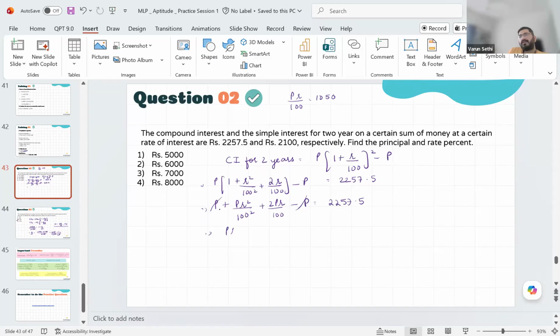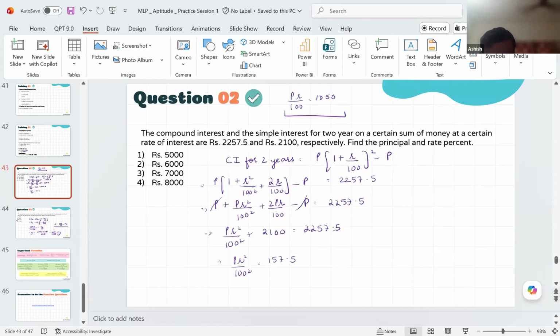What do you have here? PR square upon 100 square. What is the value of 2PR upon 100? 2100, from here. So I'm putting it here: 2100 plus PR square upon 100 square is equal to 2257.5. That implies PR square upon 100 square is equal to 157.5. Is this clear?